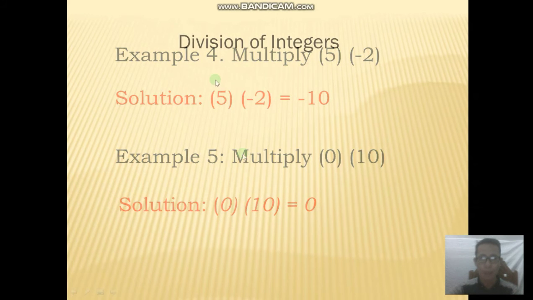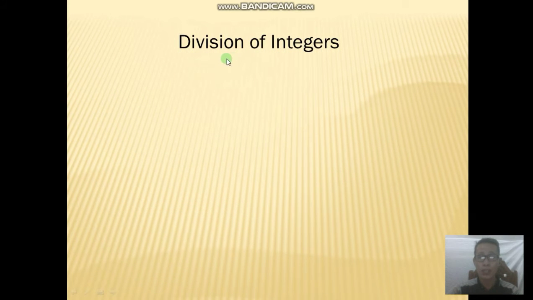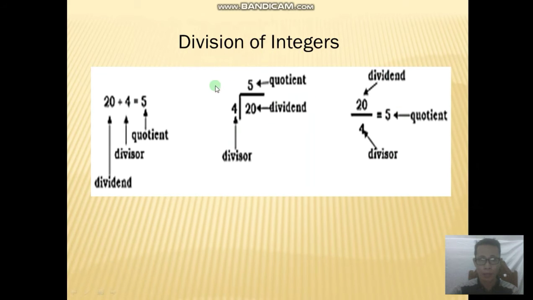Now, let us talk about division of integers. Ito yung mga simbolo na ginagamit pag nag-divide po tayo ng numero. Ito yung simbolo na ginagamit, the first number, we're going to call this one as dividend. Then, the second number, we're going to call this one as divisor. At ang resulta naman, ay tatawagin natin ito na quotient.